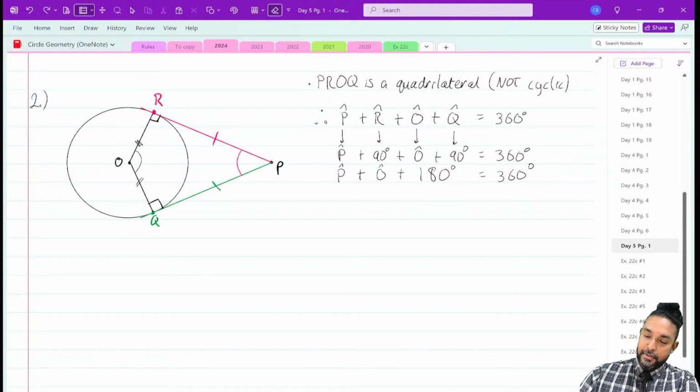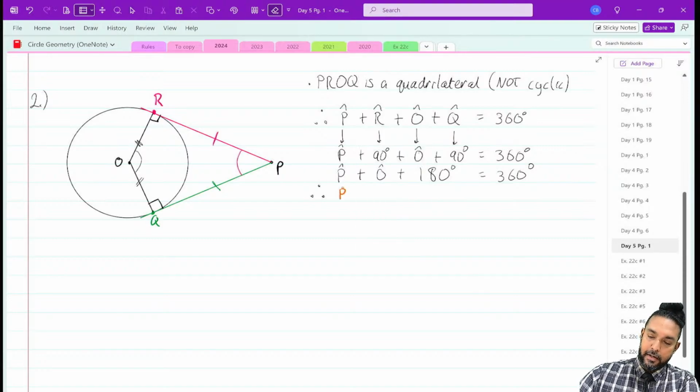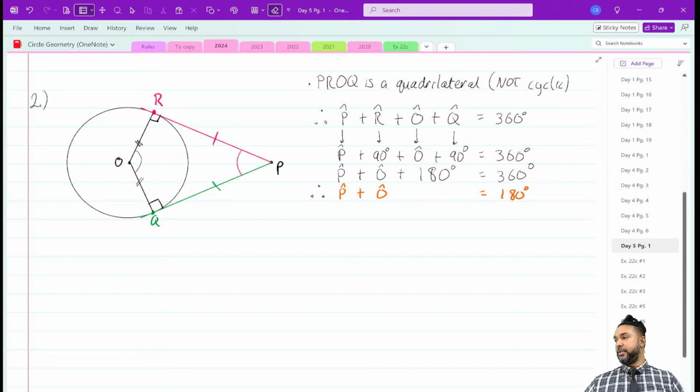Right. So we could say, therefore, angle P plus angle O is equal to 180 degrees. What is the name that we give to 2 angles beginning with S, when they add to 180?